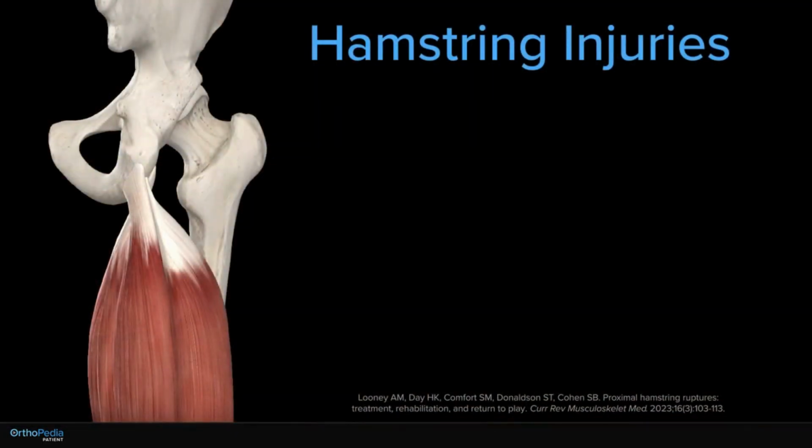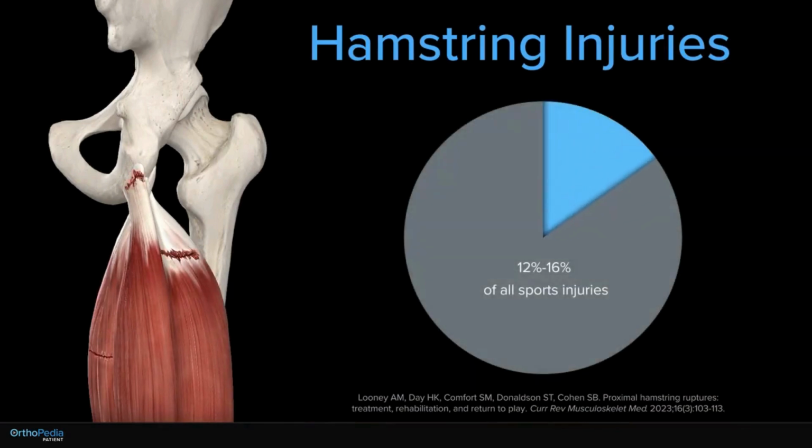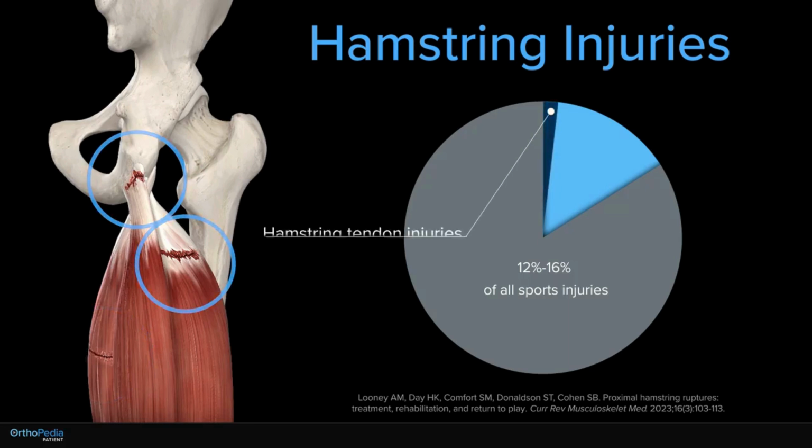Hamstring injuries are one of the most common sports injuries, making up 12 to 16% of all sports injuries. While the muscles are more likely to be injured, injuries that affect the hamstring tendons at the hip are more serious and make up about 10% of all hamstring injuries.